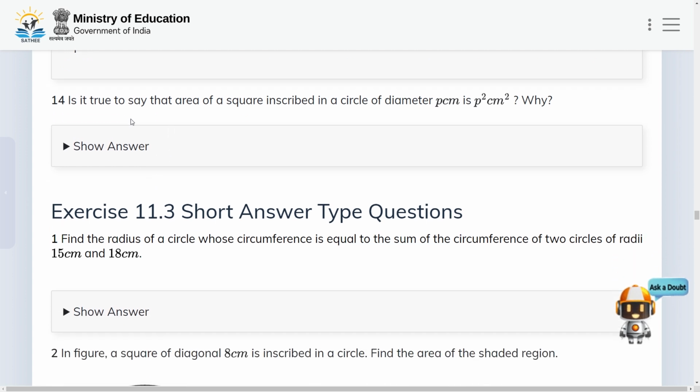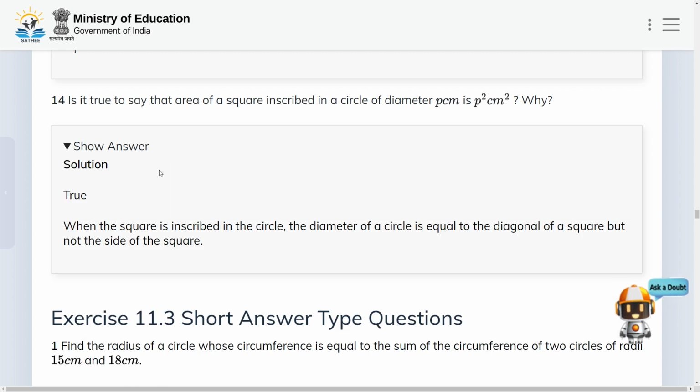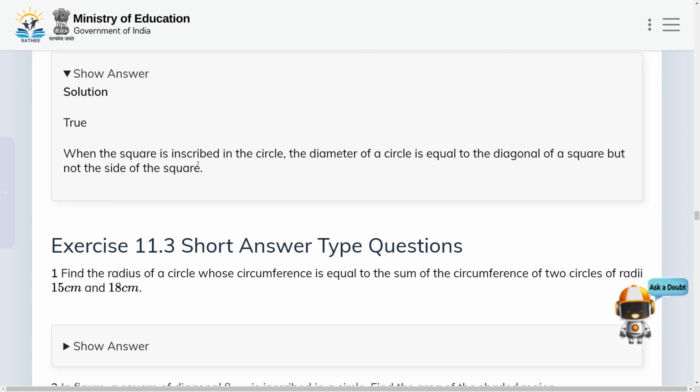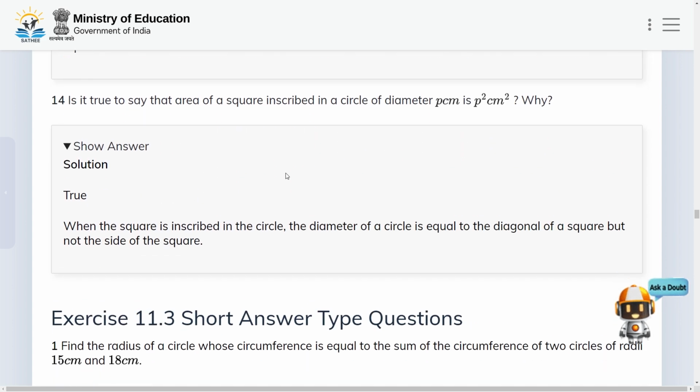And now, is it true to say that the area of a square inscribed in a circle of diameter p centimeter is p square centimeter square? Here, when the square is inscribed in the circle, the diameter of the circle is equal to the diagonal of the square, not the side of the square. So the given statement is true.